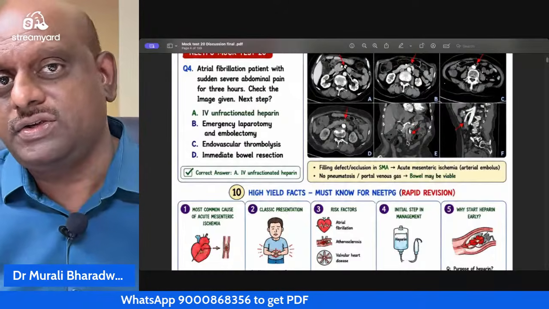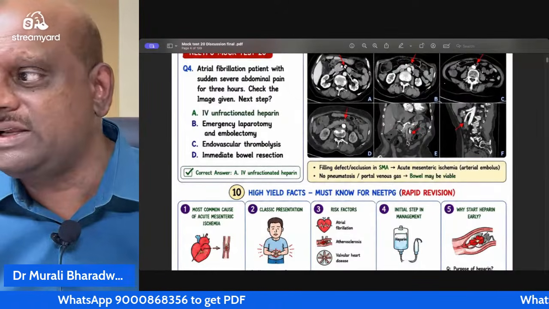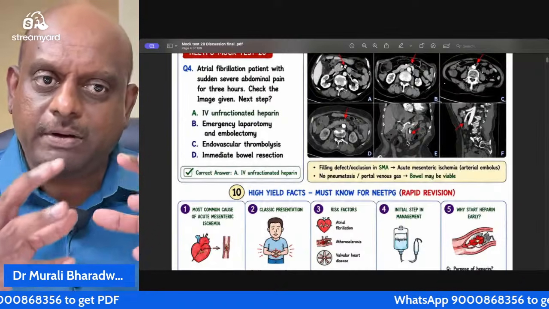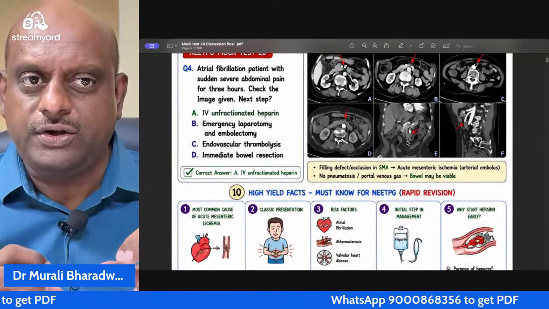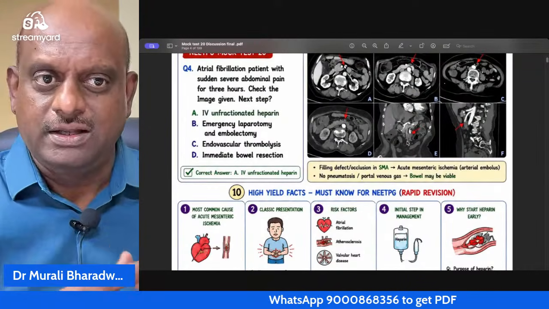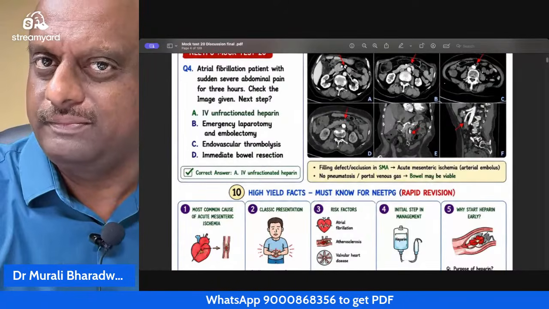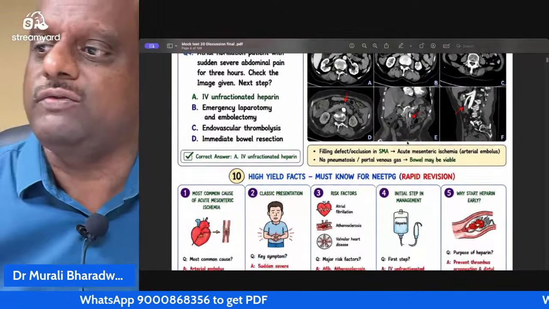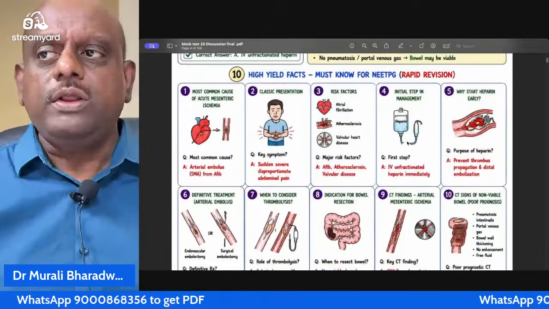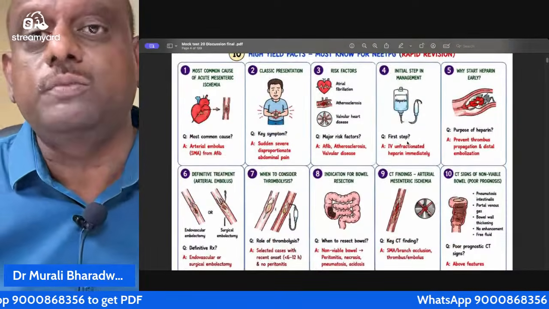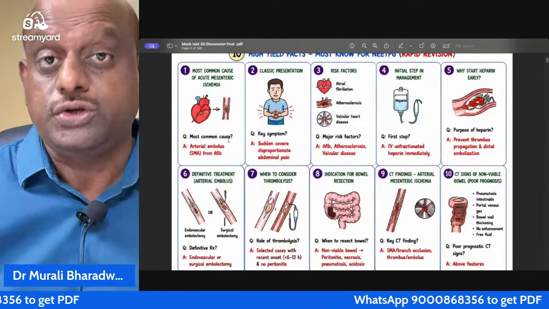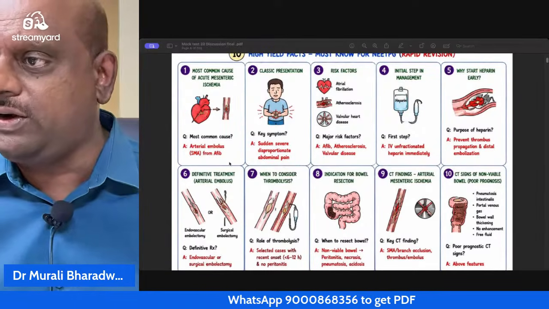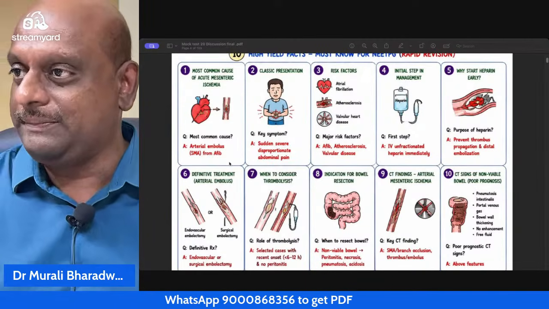Portal venous gas and pneumatosis intestinalis all happen when the bowel becomes gangrenous and leads to the growth of gas-forming organisms, like Clostridia, is what we need to remember. So what is the most common cause of acute mesenteric ischemia, doctor? You should remember arterial embolus is the one we need to remember.